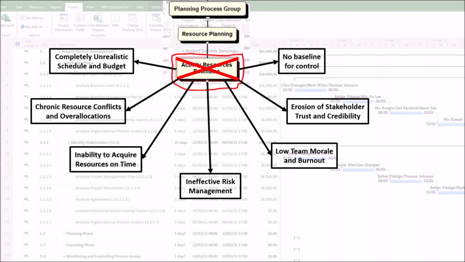7. No baseline for control. If you don't have a plan for which resources should be used, the consequence is that you can't perform variance analysis. If you don't know that you've planned 100 engineering hours, you can't determine whether using 150 hours is a problem. The project becomes unmanageable, you're just reacting to events instead of proactively controlling the work.